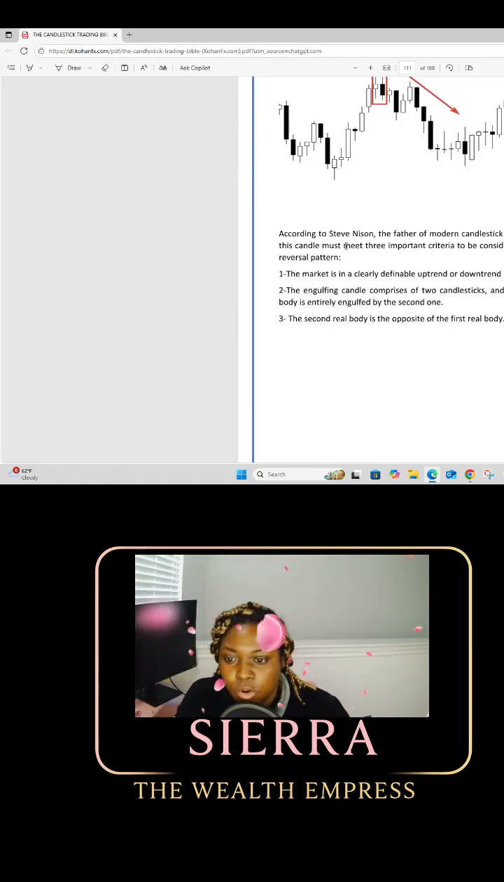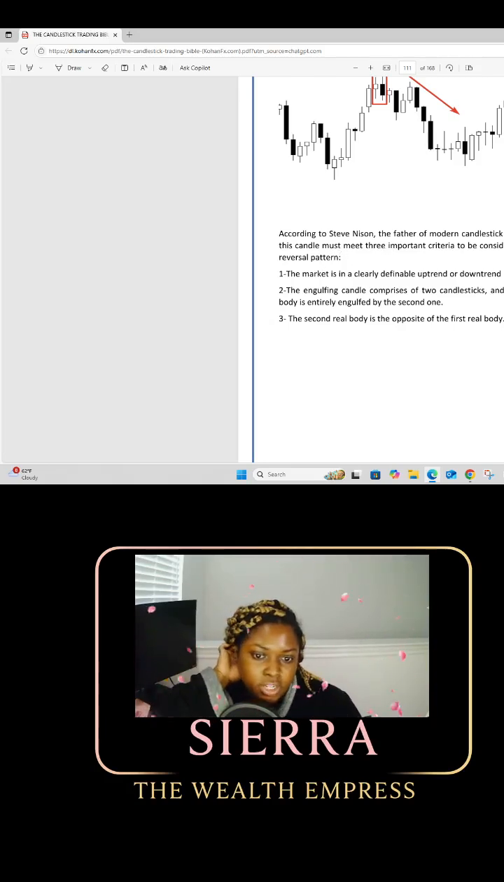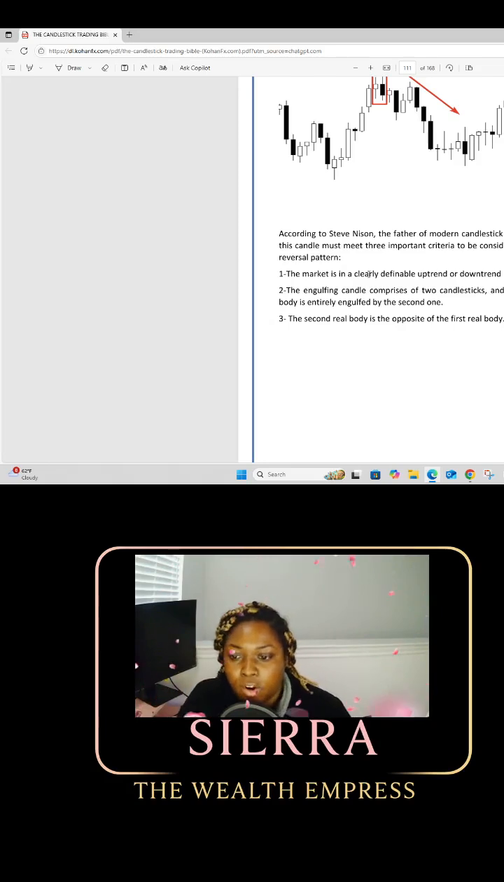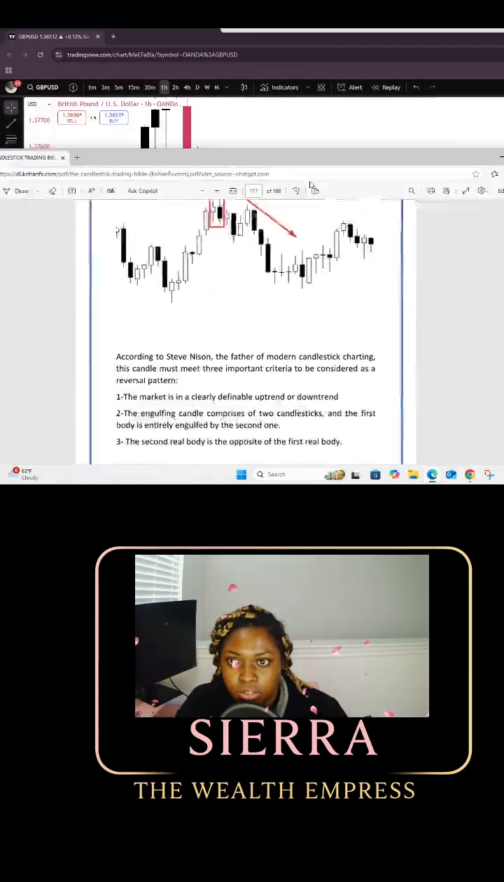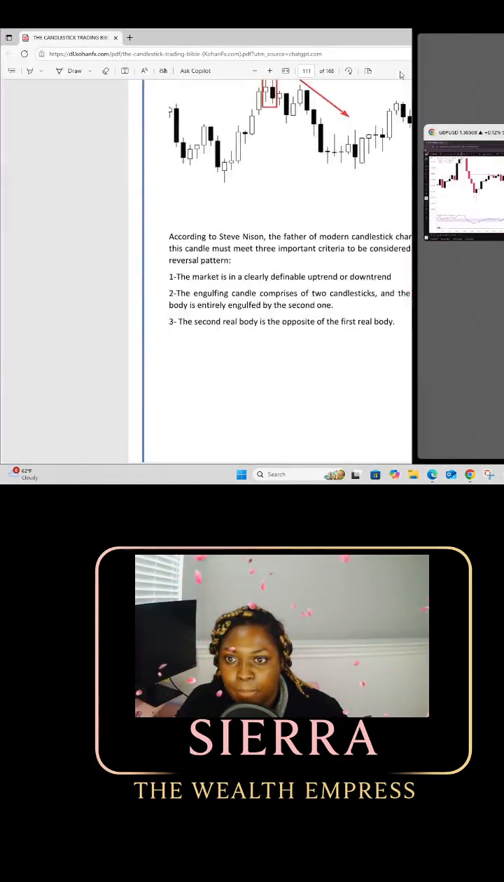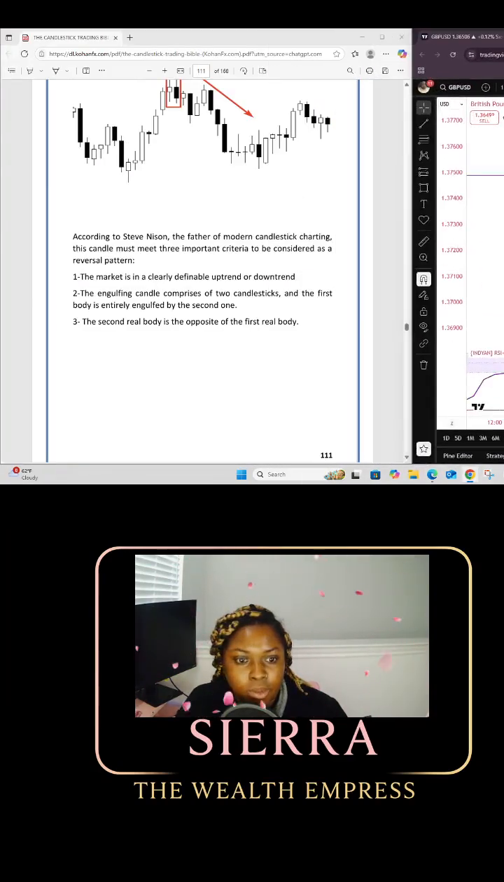All right, so it says, according to Steve Nison, the father, this candle must meet three important criteria to be considered as a reversal pattern. The market is in an uptrend or downtrend. Let me do this real quick. Okay.